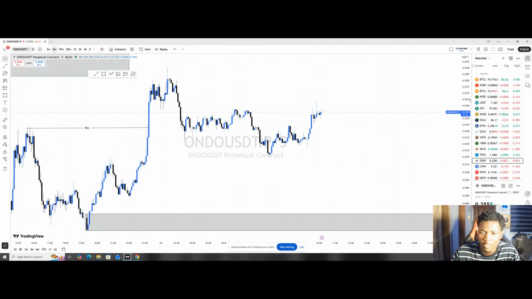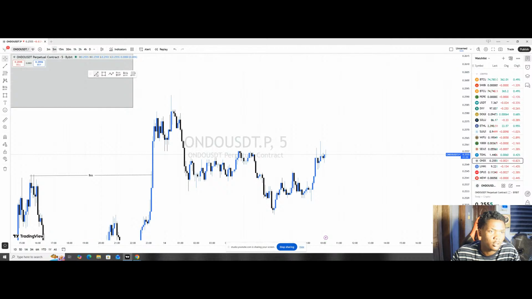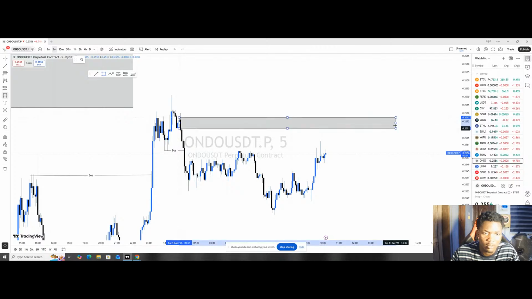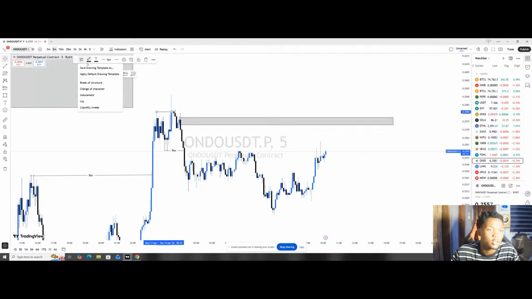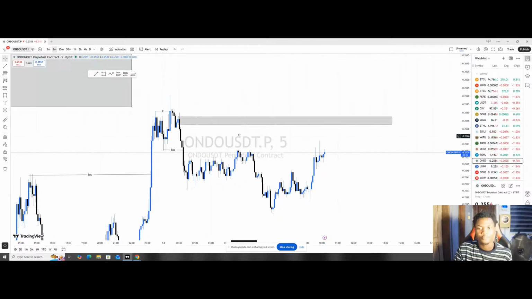On the 5 minute time frame, we have this. We have our break. We have our break of structure, and then we have this. Now I'm looking to sell this pullback.